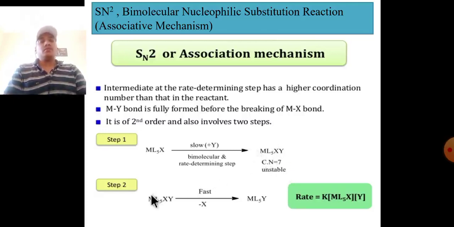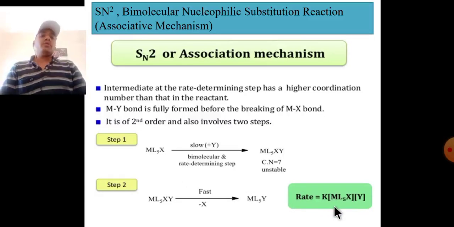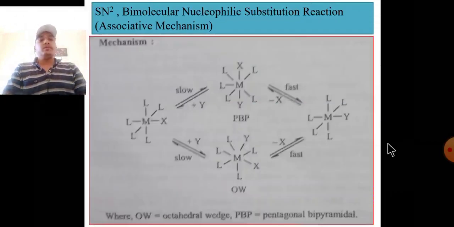Then the unstable 7 coordinated complex cleaves the MX bond to form a 6 coordinated complex. The rate depends on the first step, that is, rate is equal to k into ML5X into Y.